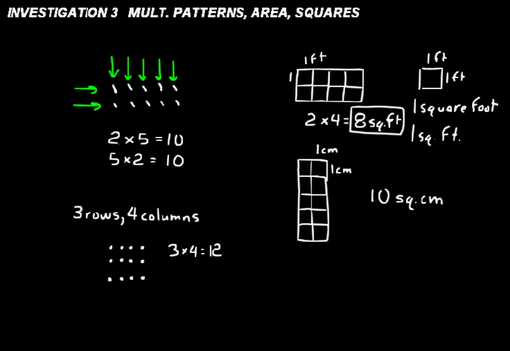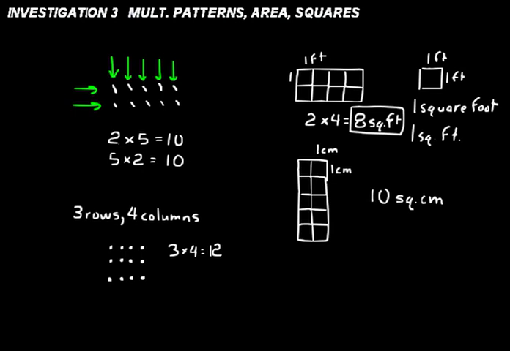A lot of times tiles on a floor are 1 square foot in size. You might even go get your ruler out and see if you have some tiles somewhere, maybe in your kitchen, that are 1 square foot in size, 1 foot by 1 foot. You could count all those tiles and figure out the area of your kitchen or whatever surface it was.